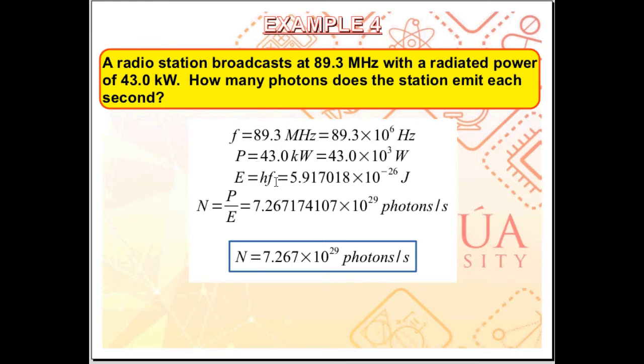Knowing the energy per photon, and knowing the total power, the number of photons that the station emits every second, capital N, is just equal to power divided by photon energy, which will give us N is equal to 7.267 times 10 to the 29 photons per second. Every second, the station is able to emit this many photons.